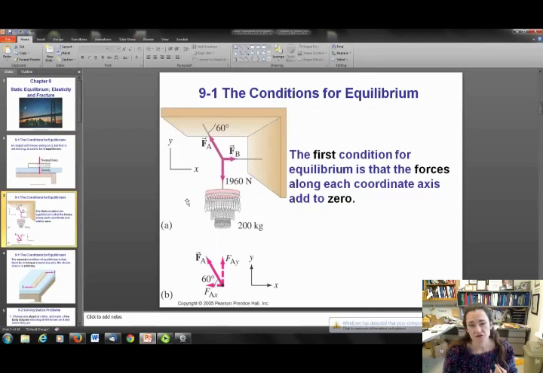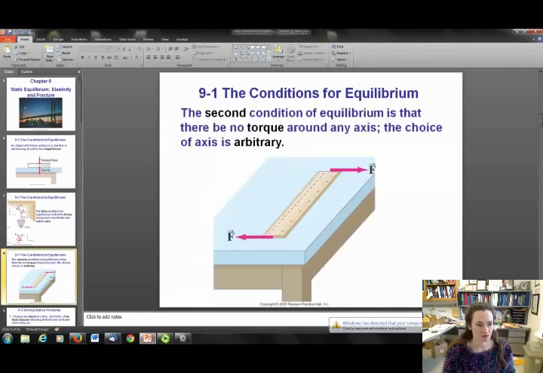Now, the first condition for equilibrium is that the forces along each coordinate axis add to zero. So this should remind you of those problems that we did in a previous chapter where we do our free body diagram and then we sum the forces in each of the directions independently. Except with equilibrium conditions, it's even easier than it was before because there's no chance that this object is going to be accelerating in any direction. So you just set the sum of the forces in each direction equal to zero and you can solve, and it's actually a somewhat simpler problem.